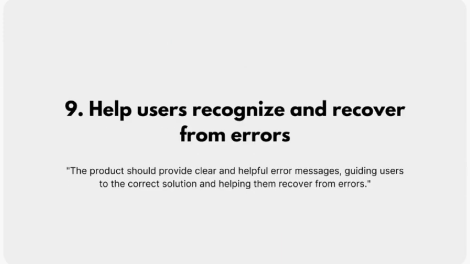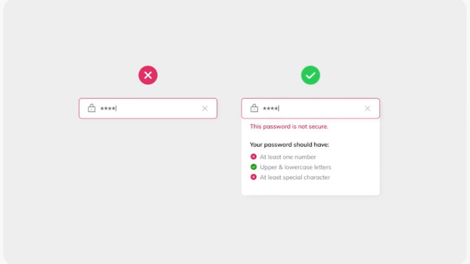The ninth usability heuristic is to help users recognize, diagnose, and recover from errors. The product should provide clear and helpful error messages, guiding users to the correct solution and helping them recover from errors. When designing error messages for digital interfaces, it is essential that they are clear, precise, and easy to understand. These messages should have visual treatments that will help users recognize and identify them quickly. Some examples of such treatments include bold or red text or other visual indicators like icons.